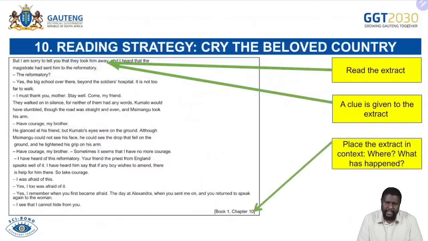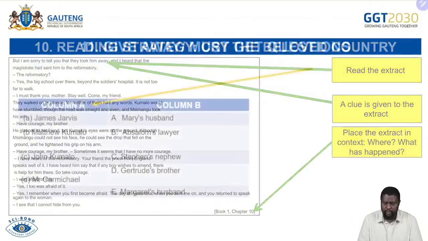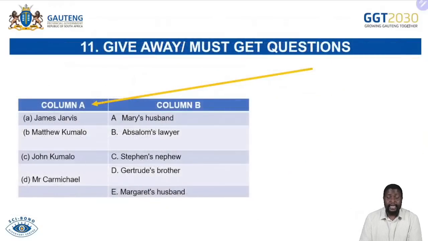The plot analysis, remember. From the beginning, exposition, rising action, you have your climax and your falling action. So you've got to be able to remember here, where does this extract come from in the book? Then remember the actions. Then you will be able to answer the questions. Look at this one, number 11. Give away must get questions. I always say it is a criminal offense to fail such questions.